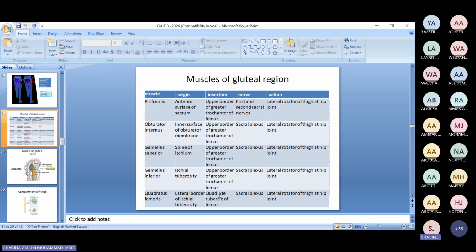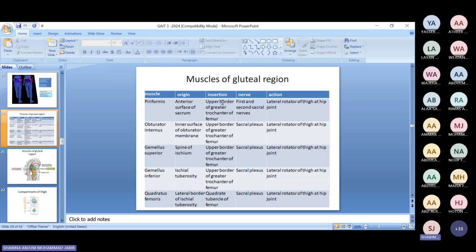Over the intertrochanteric crest, the posterior part of the two trochanters. Okay, if you don't know, no problem. You can see in the next lab.